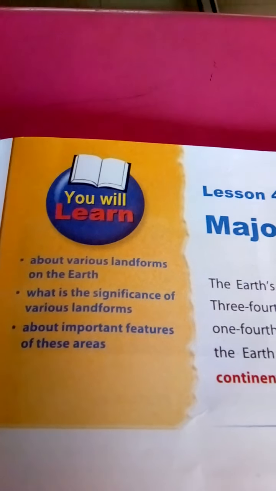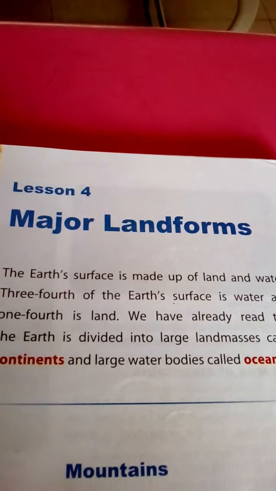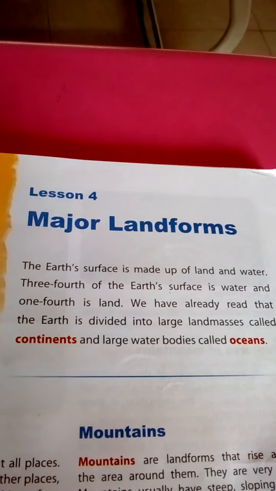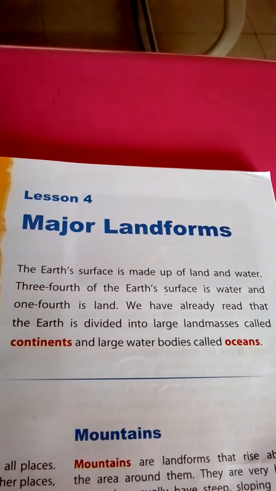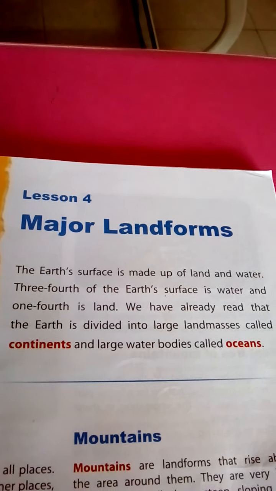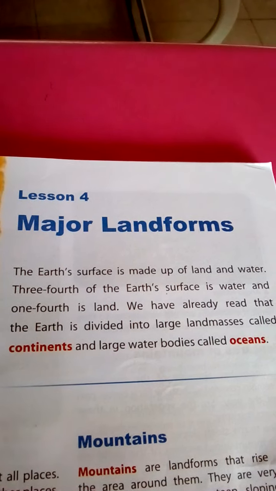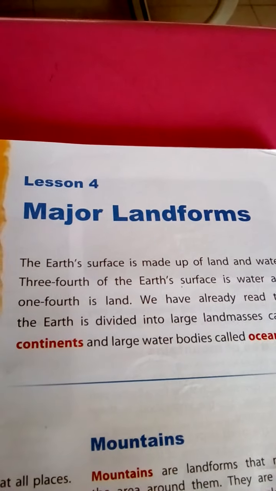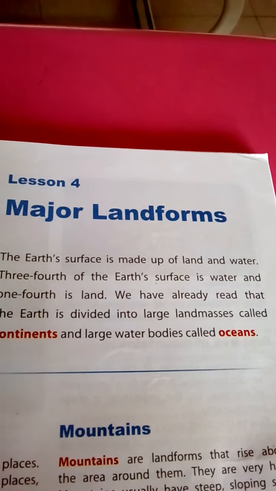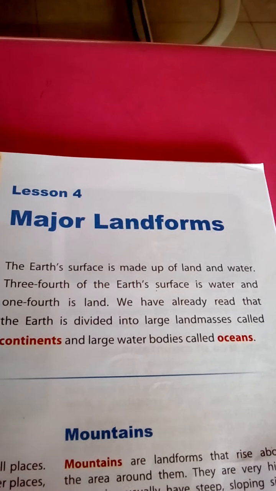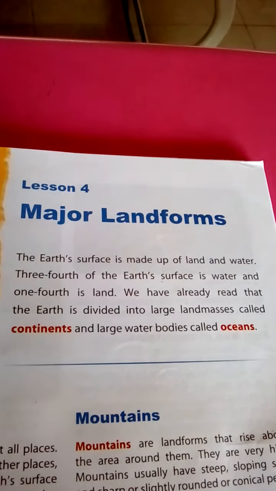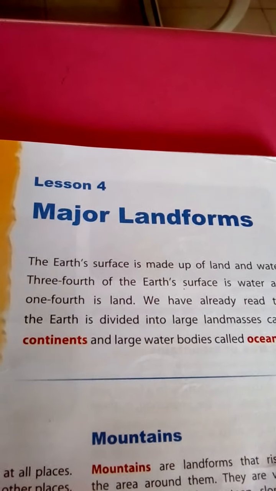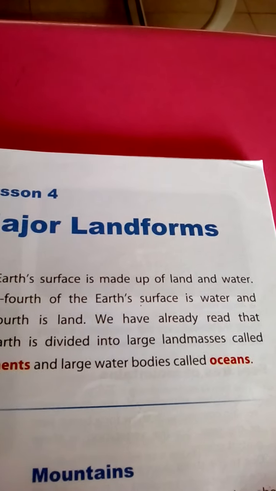features of these areas. Now, the earth's surface is made up of land and water. Three-fourths of the earth's surface is water and one-fourth is land. Three-fourths denotes 71% and one-fourth denotes 29%. We have already read that the earth is divided into large land masses. The earth is divided into two: one is continents and the other is oceans.